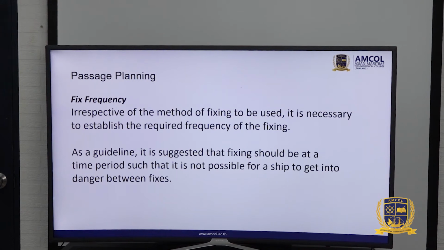Fix frequency, I mentioned earlier, depends on the company's procedure. Some companies say 1 hour, some say 2 hours in open sea. In close waters, it should be maybe 20 minutes or 15 minutes. As a guideline, the fixing should be at a time period such that it is not possible for a ship to get into danger between the two fixes. Say, for example, you took the last position at 11 o'clock and you are taking the next position at 11:30. Between 11 and 11:30, the ship should be safe, and that is the criterion or reference point.